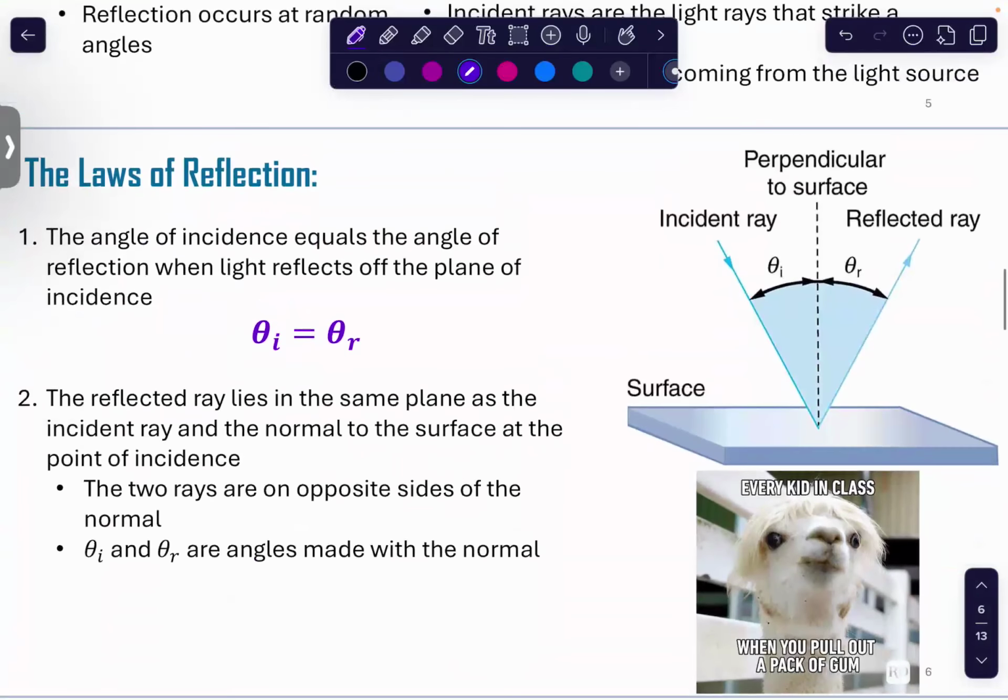The laws of reflection. Angle of incidence equals angle of reflection, and they're always measured from the normal to the surface. What is the normal to a surface? What is the normal? Yeah, it's a line perpendicular to the surface. So you see here your theta I equals theta R, and they're measured from that normal. Then, of course, they all lie in the same plane and so on and so forth.